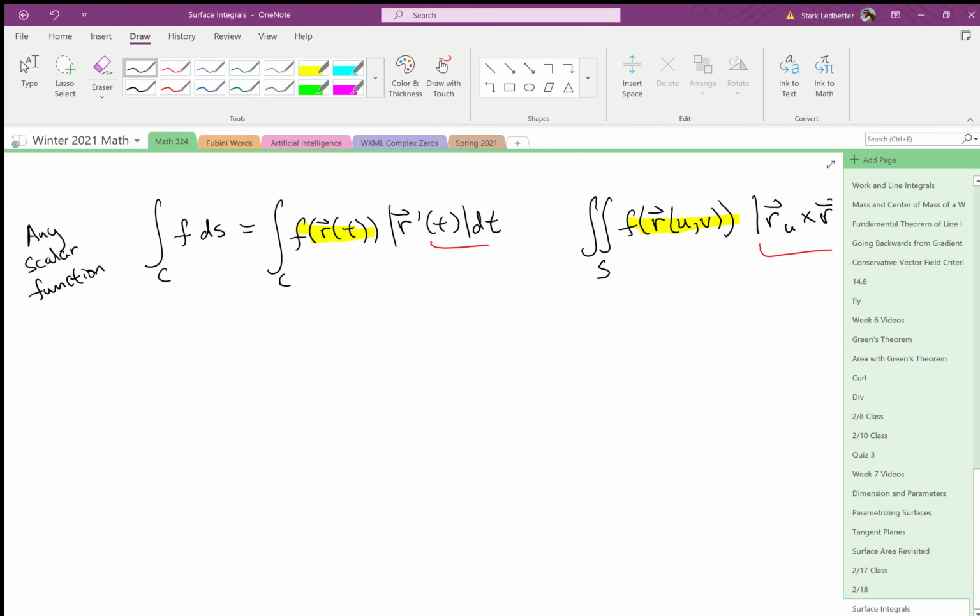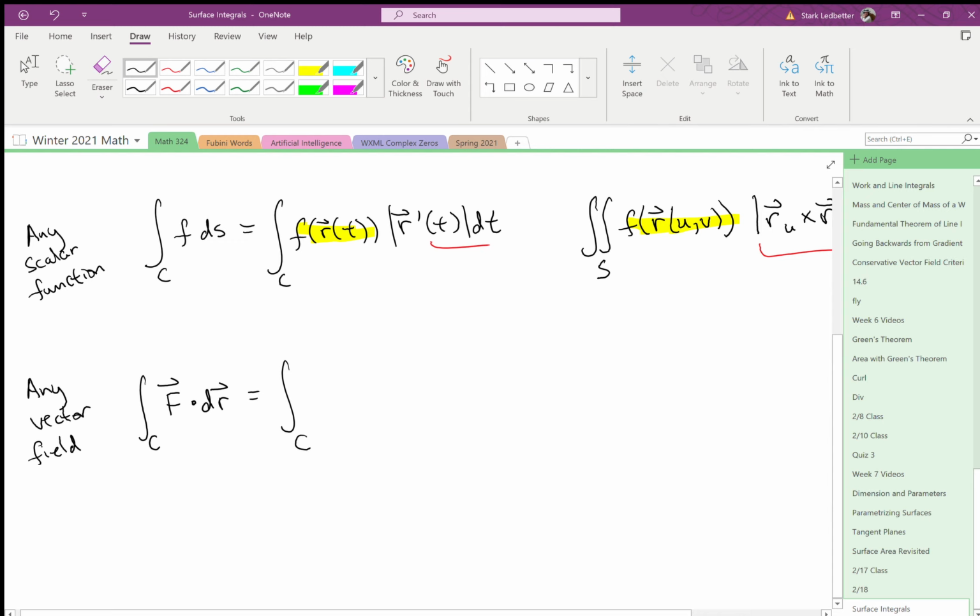And then we were also able to integrate any vector field over the curve if we wanted to talk about work done in various directions. This was F dot dr, which was the integral over c of, we plugged in r of t. Now we had a vector function, a vector field, dotted with r prime of t dt.